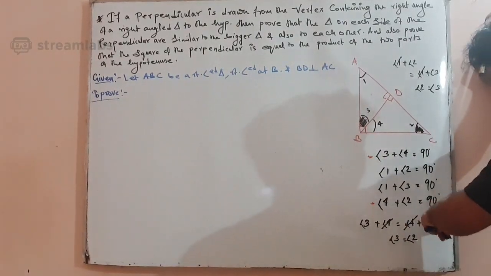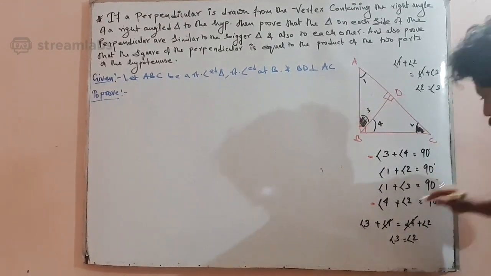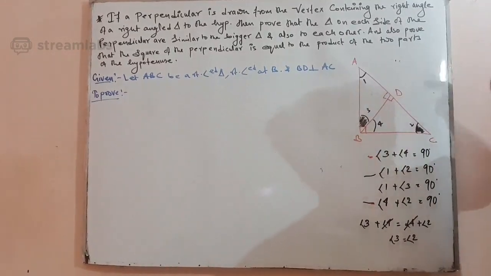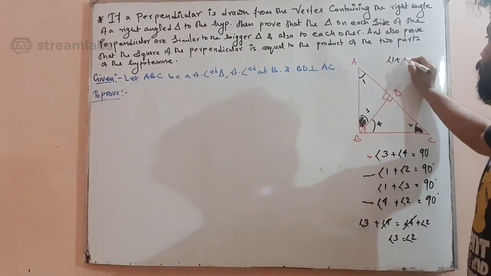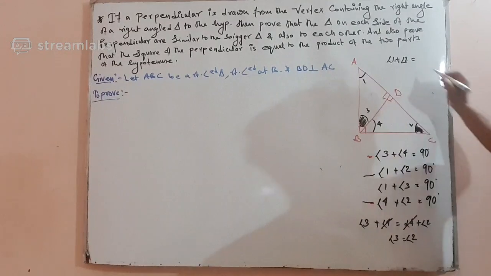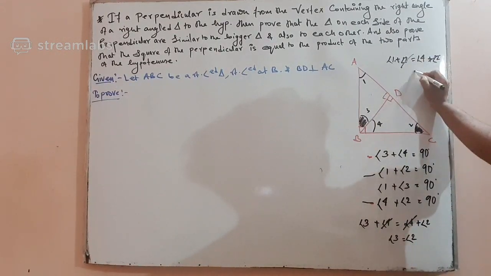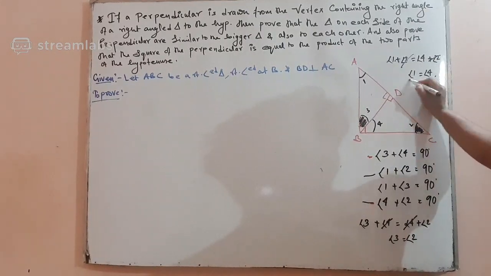And then angle 4 plus angle 2 is 90. You compare these two equations, this one and this one. I'm so sorry, this is giving the same result. Angle 1 plus 2 is equal to angle 4 plus 2. Look, so 2 cancels, so you get angle 1 is equal to angle 4, isn't it?